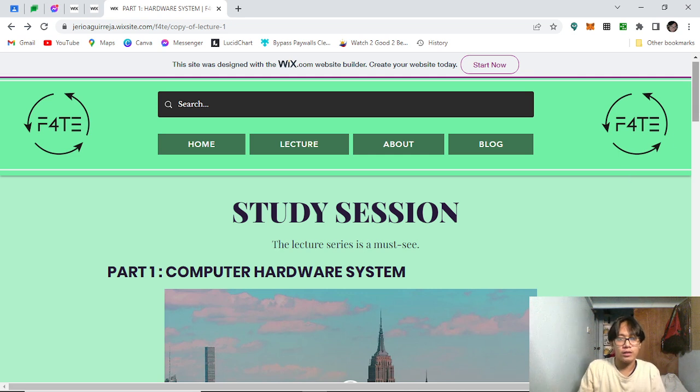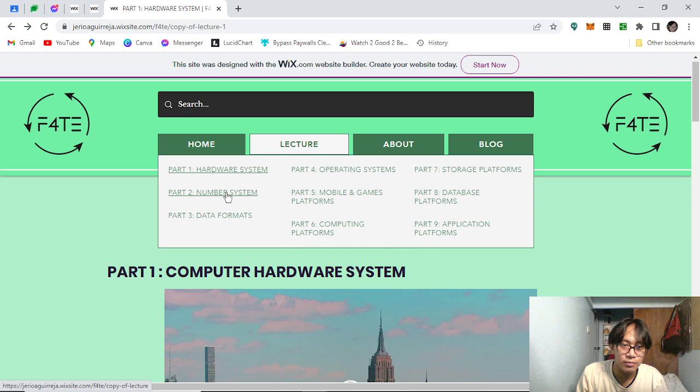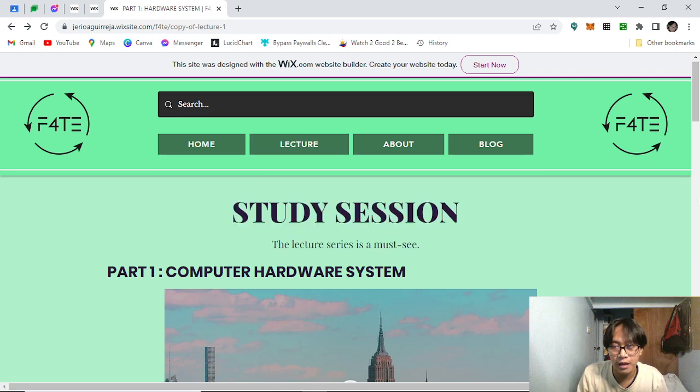the part 1 of the computer hardware system. So next is number 2, which is the number system.